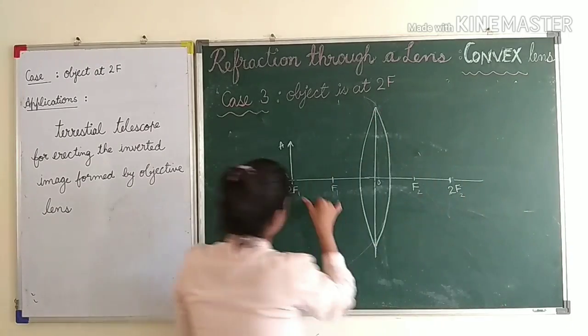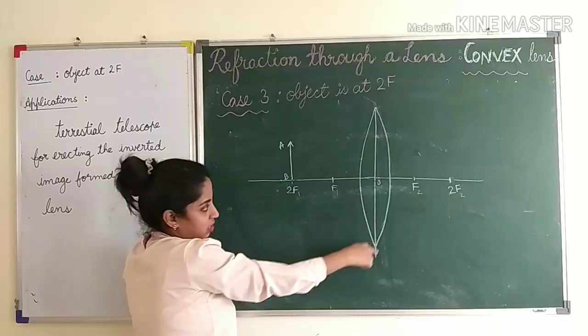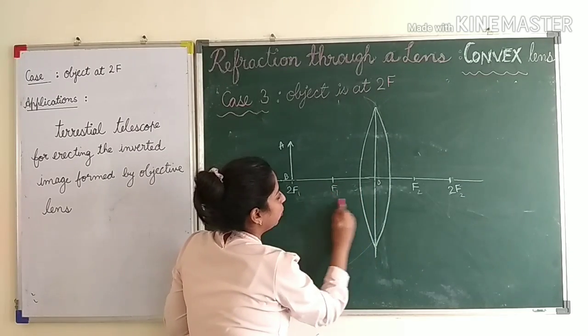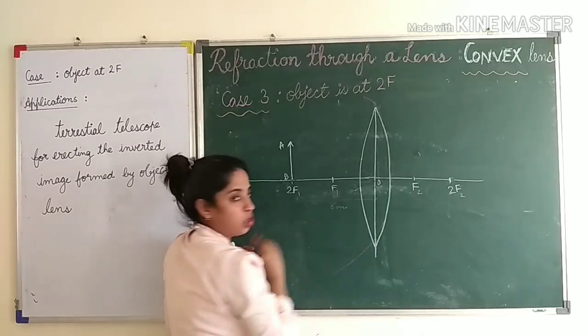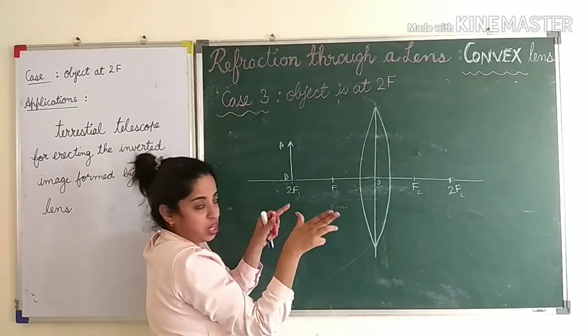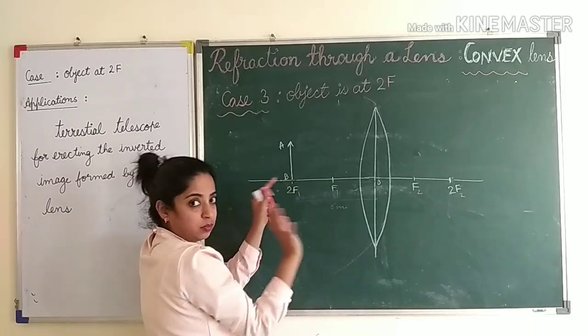So when you keep your compass here and draw this, for example, if your focus you are taking as 3 centimeter, 2F will be 6 centimeter. So you will draw the lens like 6 centimeter. You will stretch your compass and draw it like this, right?